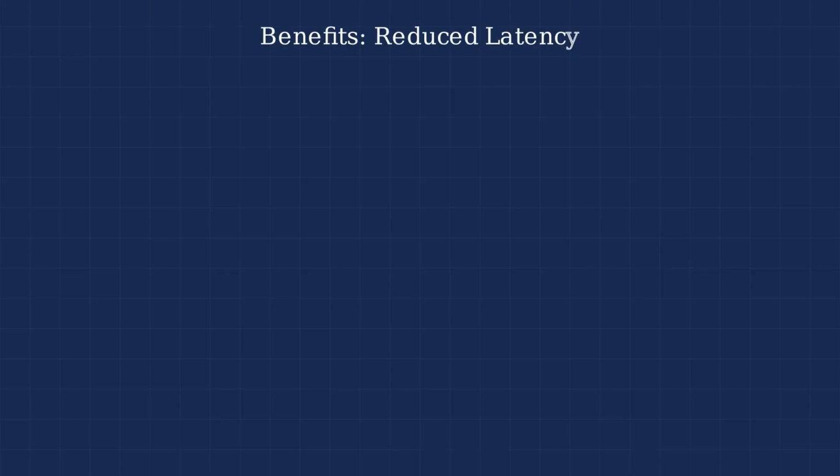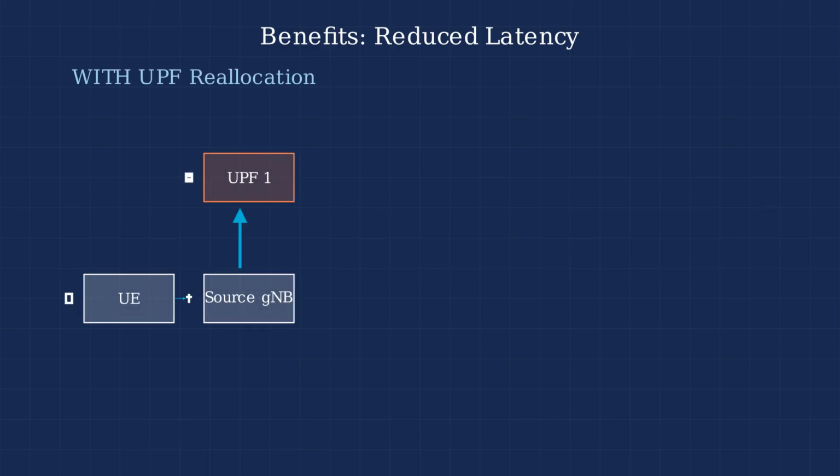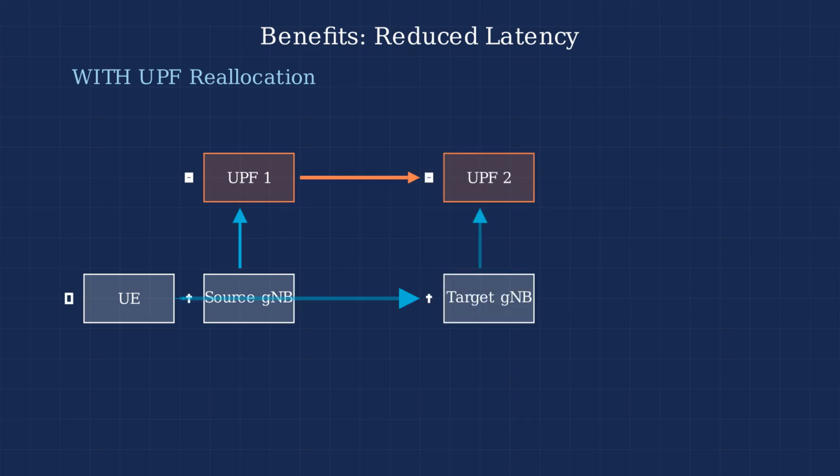One of the key benefits of XN-based handover without UPF reallocation is reduced latency. In traditional handovers with UPF reallocation, the process involves transferring the connection to a new UPF. As the UE moves to a cell served by the target gNB, a new UPF must be allocated and a new data path established. This UPF reallocation process requires additional signaling between network elements and establishment of new data paths, resulting in longer handover times.